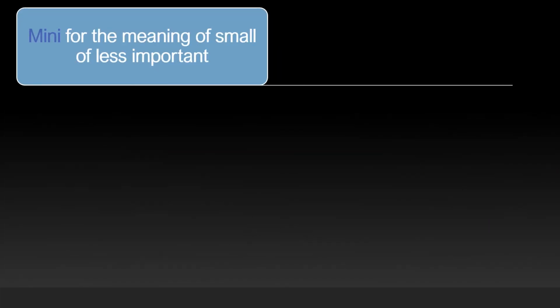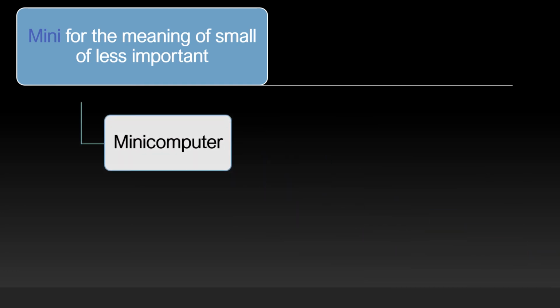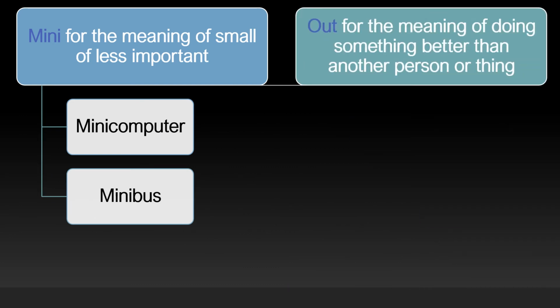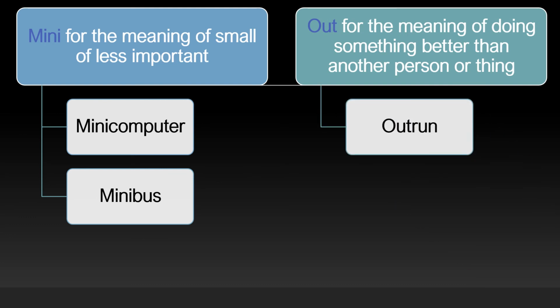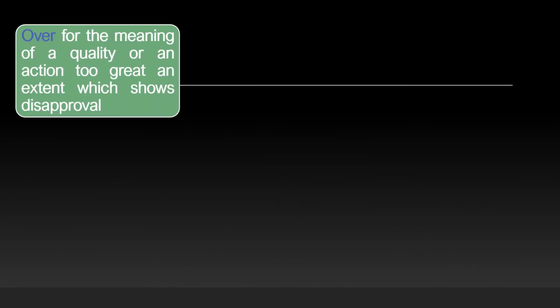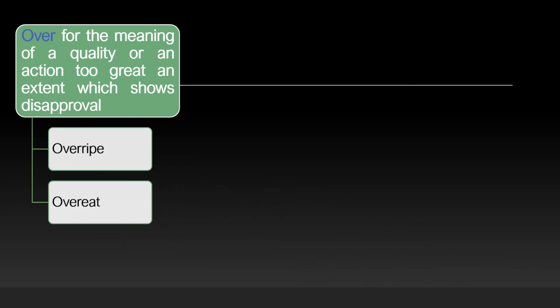Mini is used as a prefix of size or rank in the meaning of small or less important. For example, mini computer or mini bus. And another example of prefix is out in the meaning of doing something better than another person or thing. For example, outrun in the meaning of overcoming someone, or outnumber and outgrow. Over is also an example of prefixes of rank, which is used in the meaning of quality or an action to a great extent, and which is mostly used in the negative meaning of disapproval. For example, overripe and overeat, to eat more than enough.